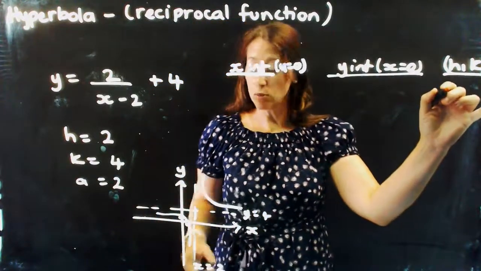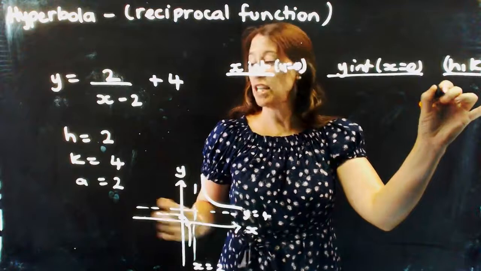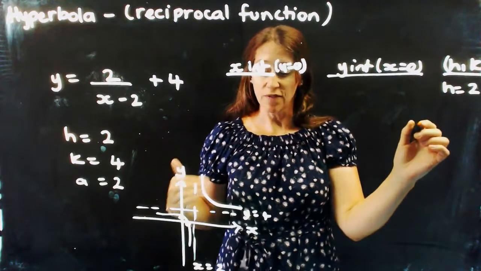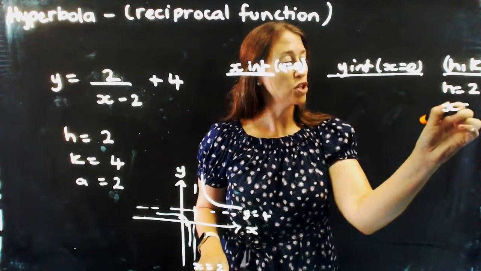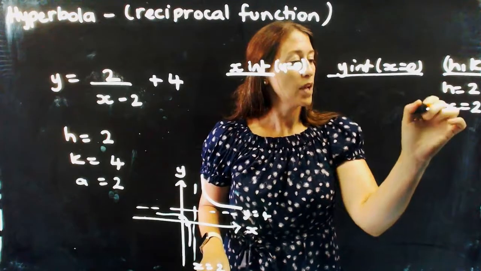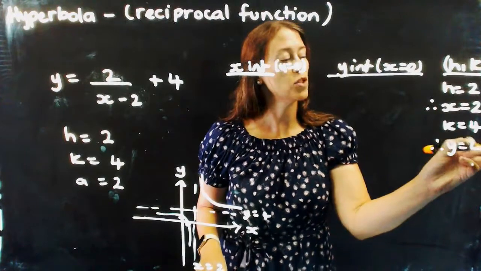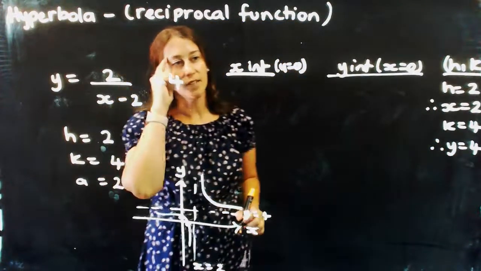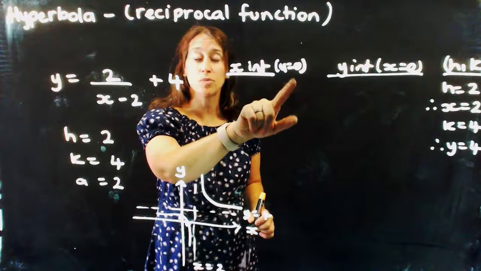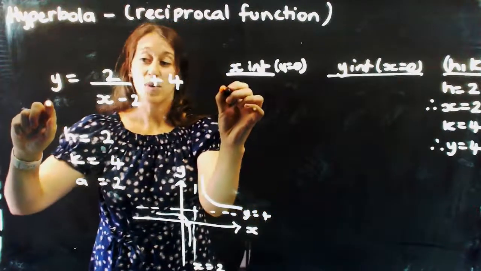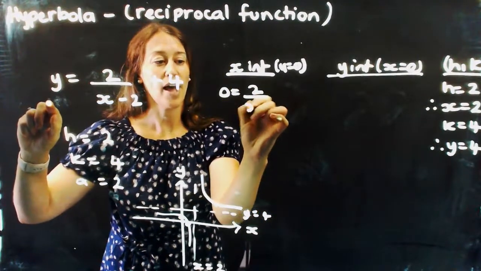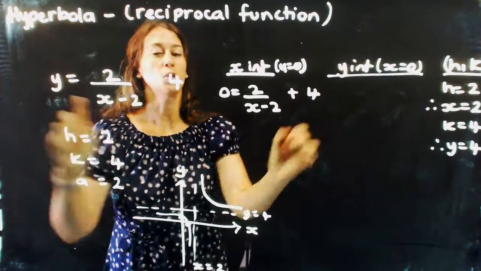So we already know, because we've written those down, that when h is 2, the equation of that particular asymptote is x equals 2. And so therefore, because k equals 4, the equation of that asymptote is y equals 4. Let's have a look at the x-intercept. So for this one, I'm going to substitute when y equals 0. So we get 0 equals 2 over x minus 2 plus 4.